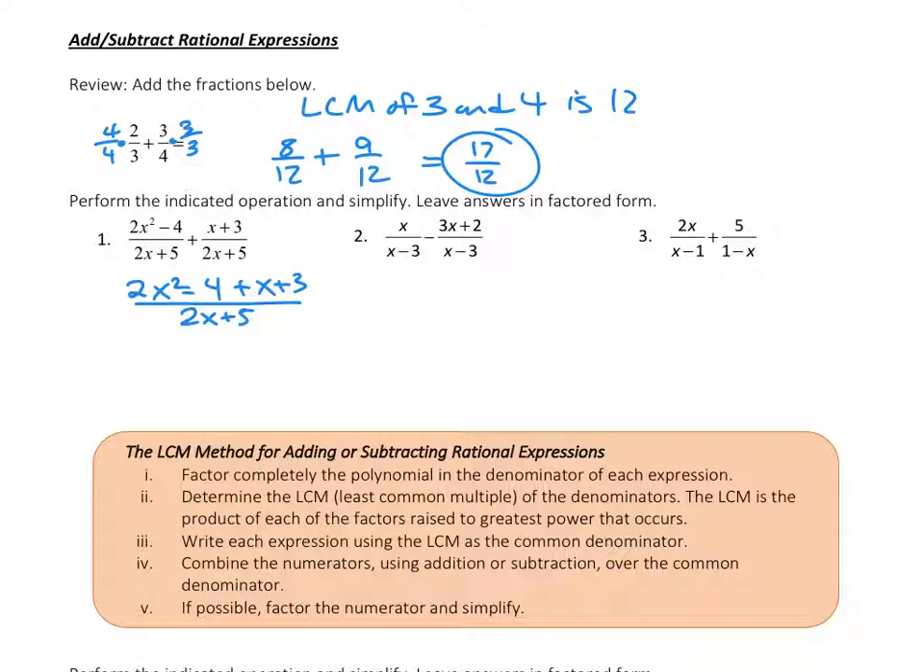So combining like terms, I can combine the minus 4 and the plus 3, and I get 2x squared plus x minus 1 over 2x plus 5. And now I want to try and factor that just to see if it can be factored. So I'm going to go to 2 sets of parentheses. 2x and x would give me 2x squared. It would have to be 1 and 1 to give me a 1. And that's 1x and 2x.